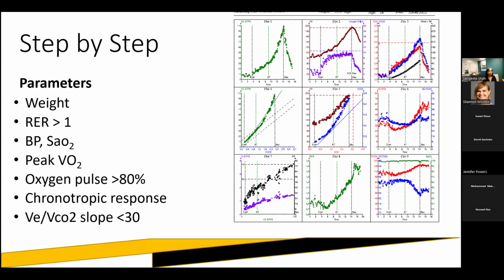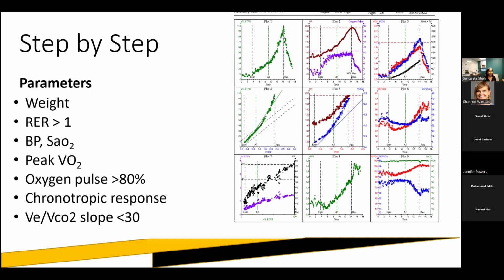We look at peak VO2 as an absolute number and percentage, and that is represented up here in plot 3. And then oxygen pulse, which is what I was talking about. You want it to be greater than 80%. And here is oxygen pulse. So as your heart rate increases, your ability to increase your stroke volume generally should increase as well. So looking at a blunted oxygen pulse may mean that their heart rate's increasing, but their oxygen pulse or their stroke volume is not.